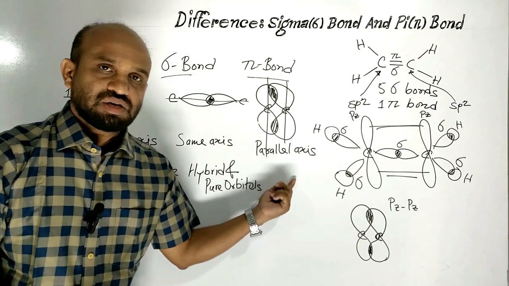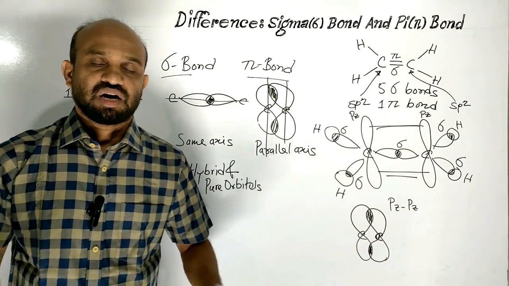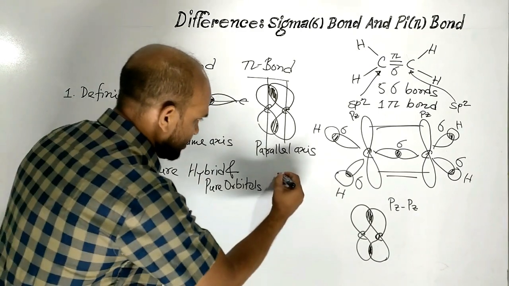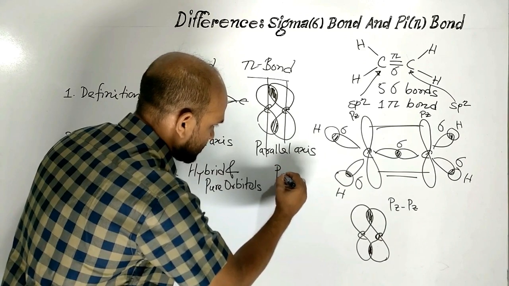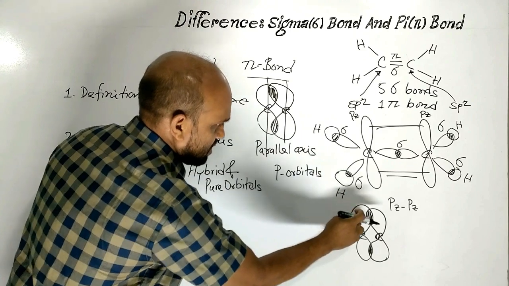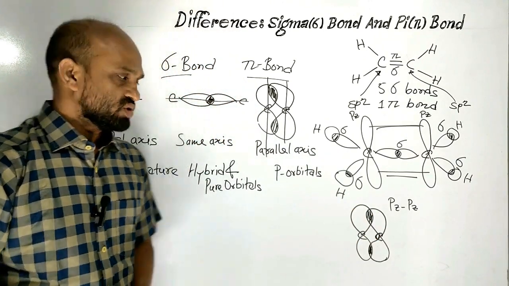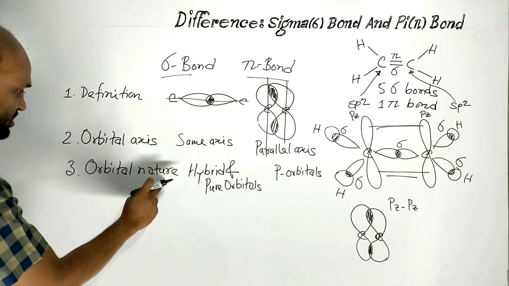But in case of pi bond formation, except s and hybrid orbitals, unhybridized p orbitals can form pi bond. So this is orbital nature.